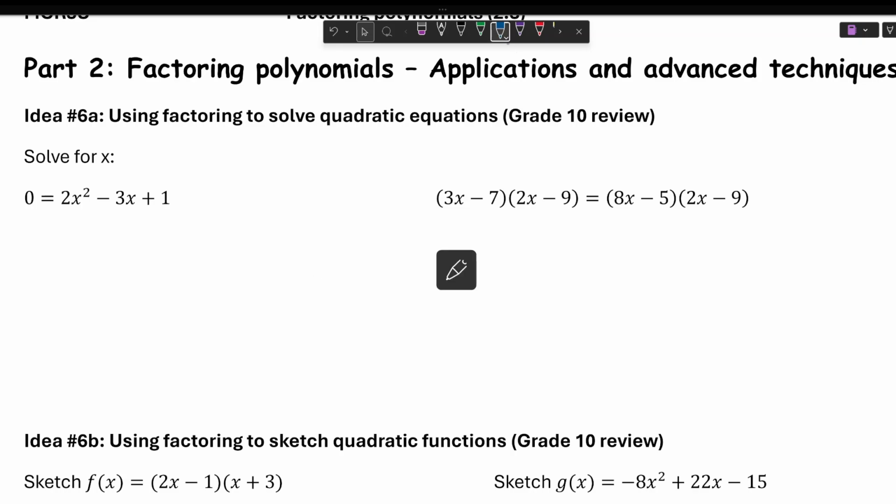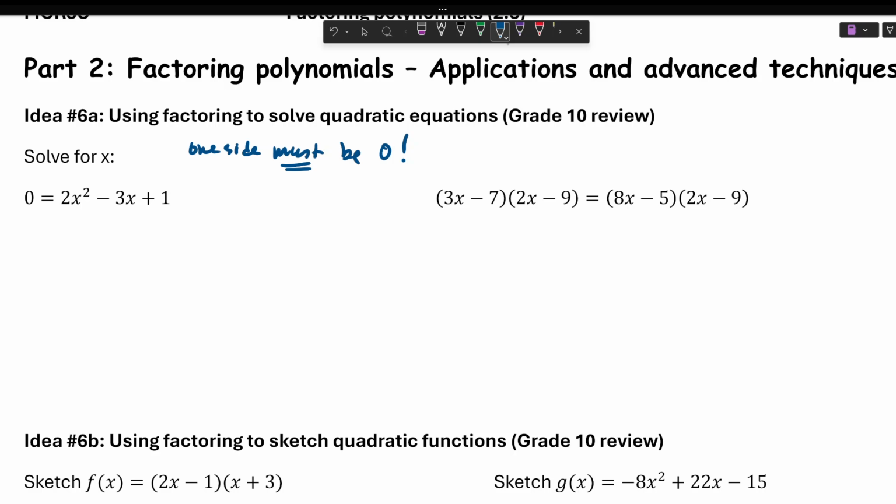Okay, now that we've covered some basic factoring techniques, let's use them to solve quadratic equations. So the first thing that I must say is that if you're going to do this to solve a quadratic equation, one side of the equation must be equal to 0. I'll explain why in a moment.